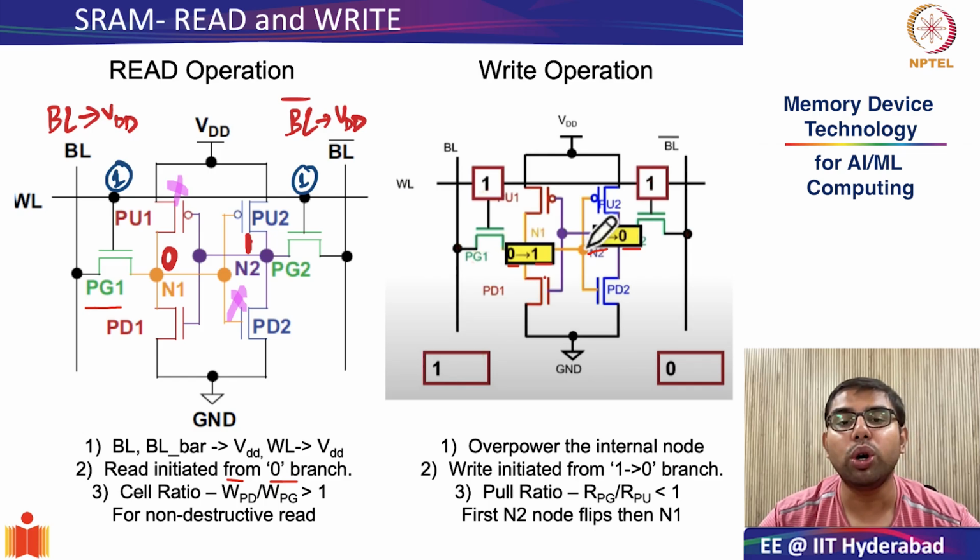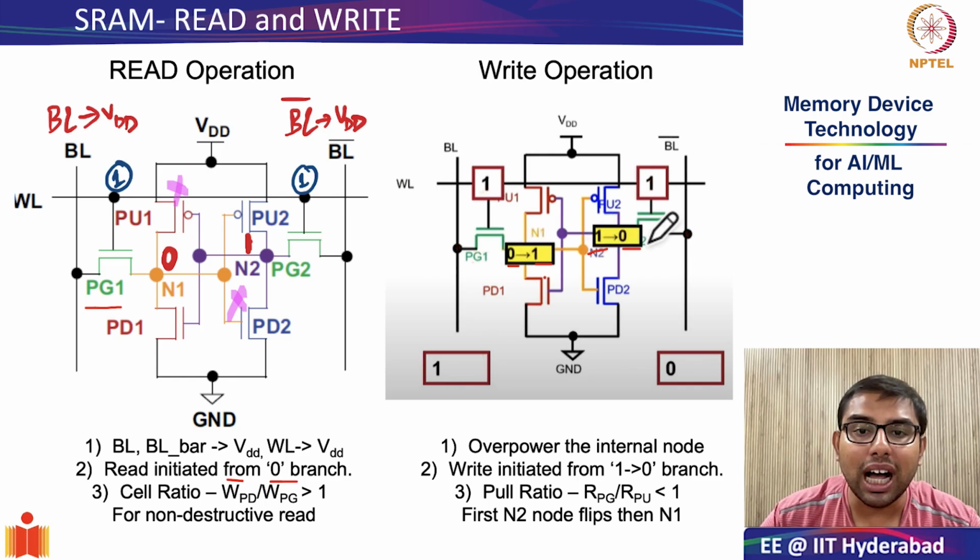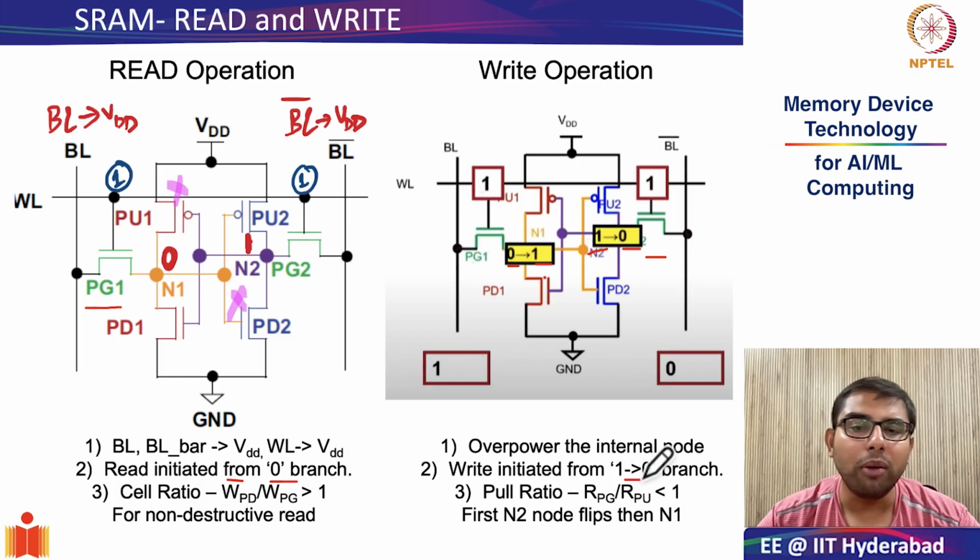Remember what was the pull ratio? Pull ratio was ensuring that the strength of the pass gate NMOS transistor was much greater than that of the pull-up transistor. And as we saw, since the pass gate transistor is NMOS, in silicon it has more strength even for an equally sized PMOS. This is because the electron mobility in silicon is higher than that of holes. You don't really have to worry so much about the pull ratio.